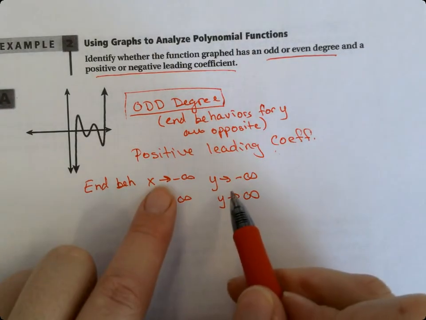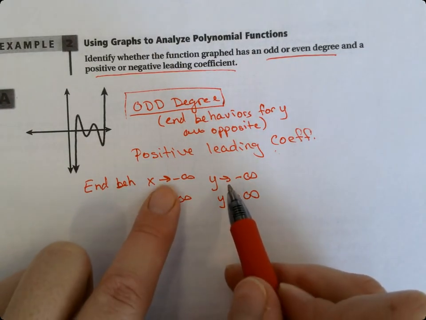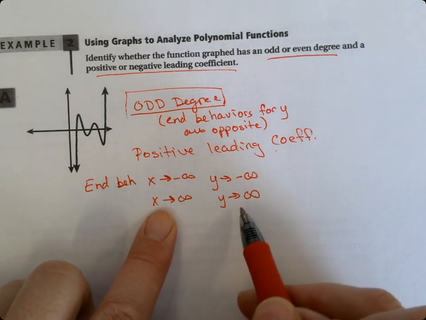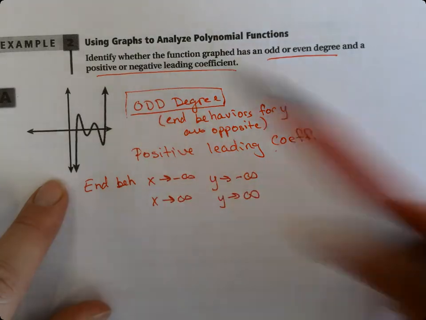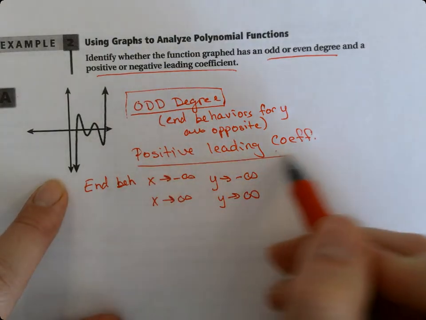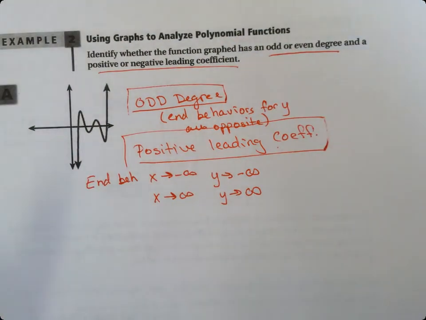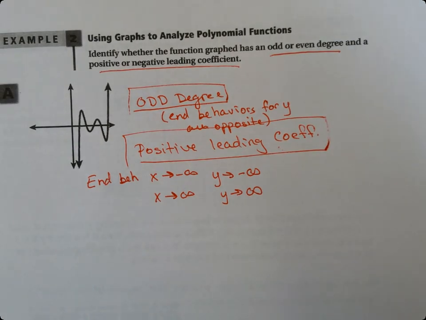Because the end behaviors for x and y are the same here, they both decrease and they both increase. So you start low and you go high. So we're really using the idea of basing this on x to the third.